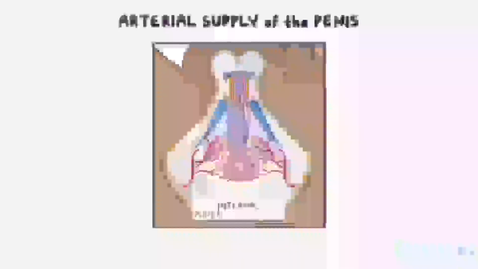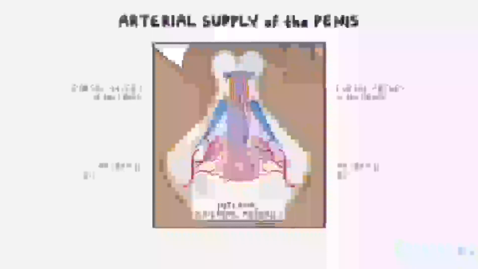Let's take a look at the arterial supply of the penis. The main arteries that supply the penis branch from the internal pudendal arteries. These branches include the dorsal arteries of the penis, the arteries of the bulb of the penis, and the deep arteries of the penis.